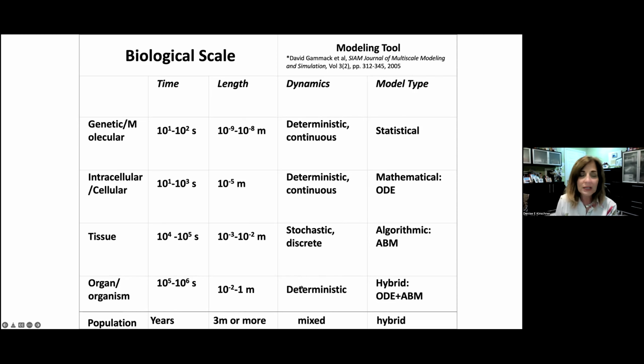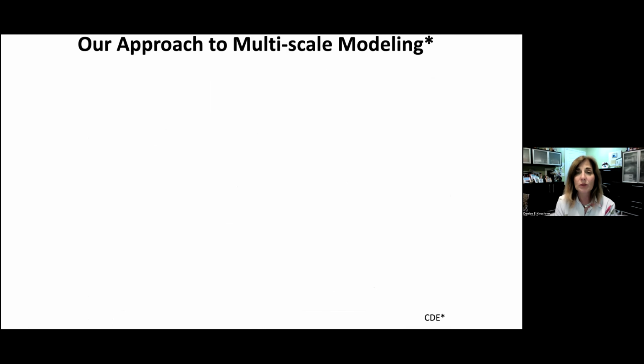The whole organism, like I just showed you in the SIR model, and the population, these could be deterministic or a mixed type of model. And then statistical models, ODEs, maybe something called individual-based modeling or agent-based modeling. This might be hybrid types of models where you mix the two together. So these are all important considerations when you're trying to build a multi-scale model.